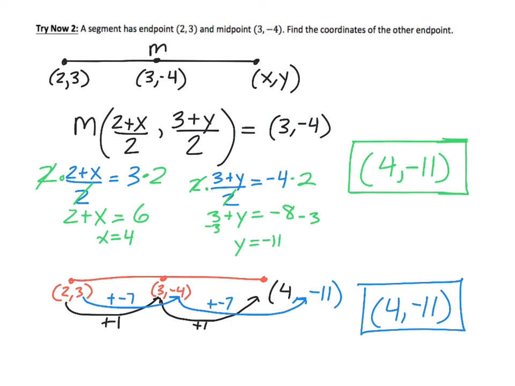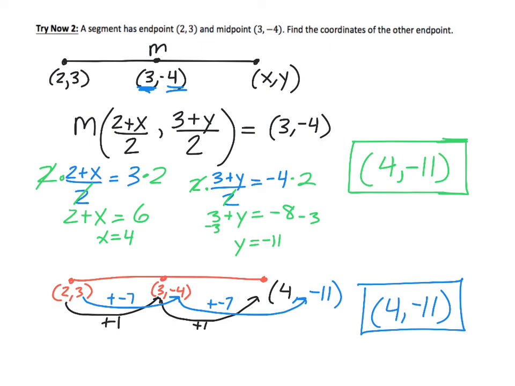All right, so you should have gotten the other endpoint to be at 4, negative 11. I showed in the work here two methods. The first method was using the formula in reverse. So 2 plus X divided by 2 has to equal the X coordinate of the midpoint, which is 3. And the Y's, 3 plus Y divided by 2 has to equal the Y coordinate, which was negative 4. You would end up with 4 for your X coordinate, negative 11 for your Y coordinate.